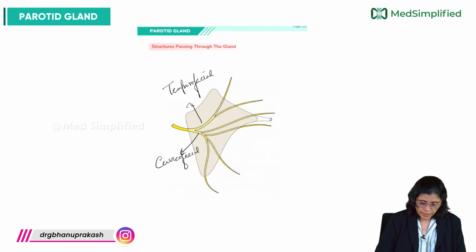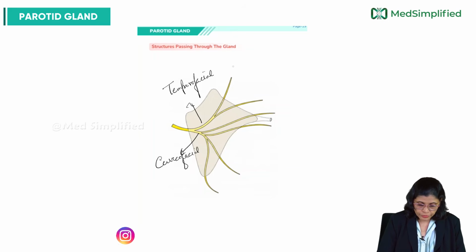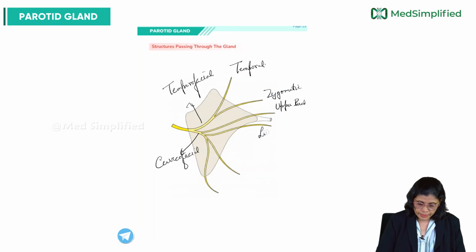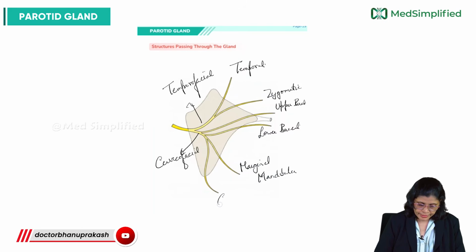Okay, it divides into temporofacial and cervicofacial. The temporofacial division of the facial nerve will give two branches, temporal and zygomatic. The cervicofacial will give the upper buccal, the lower buccal, the marginal mandibular, and the cervical.